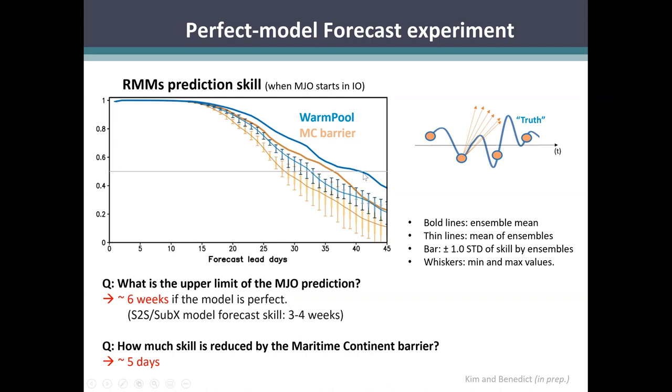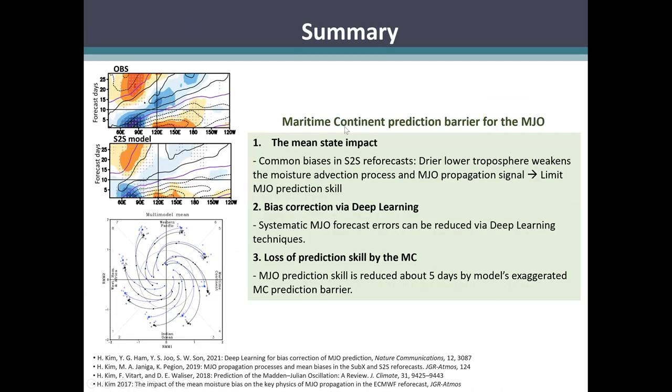But it seems that using 10 ensemble members, it has about 6 weeks of predictability, while the current model has 3 to 4 weeks. And when we compare with the MC barrier, you can see how much skill is reduced by the maritime continent barrier, and we can estimate it. It is approximately a 5-day reduction of MJO skill by the maritime continent barrier. Okay, I will leave this and stop my presentation. Thank you very much.